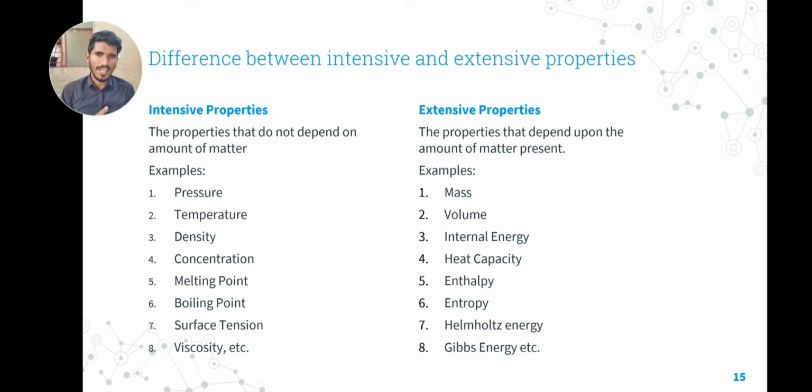And talking about the extensive properties, so what are extensive properties? Extensive properties are actually those properties that depend upon the amount of matter present. Okay, extensive properties are dependent on the amount of the matter. So examples are mass. For example, if you take a small amount of something and if you take a large amount of something, the large amount will have more mass as compared to the small amount. For example, if you take a small amount of sugar and if you take a large amount of sugar, the large amount of sugar will have more mass.